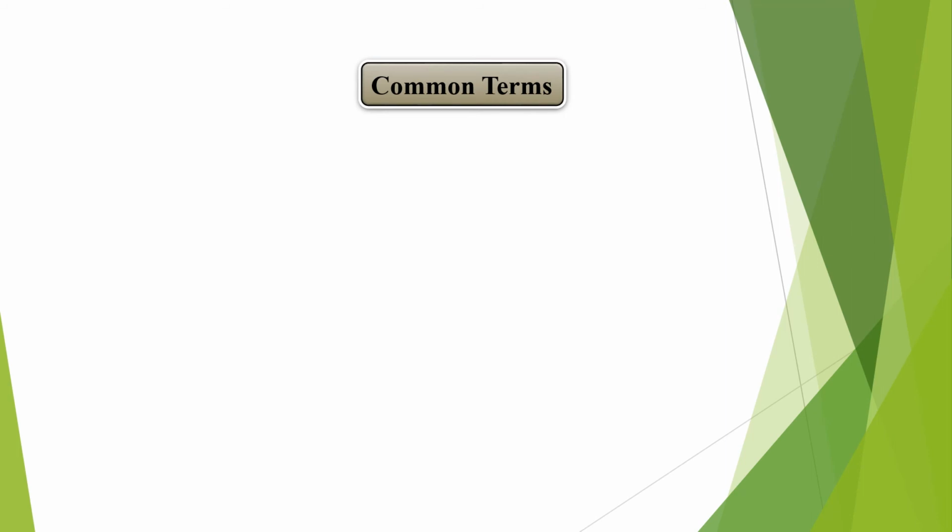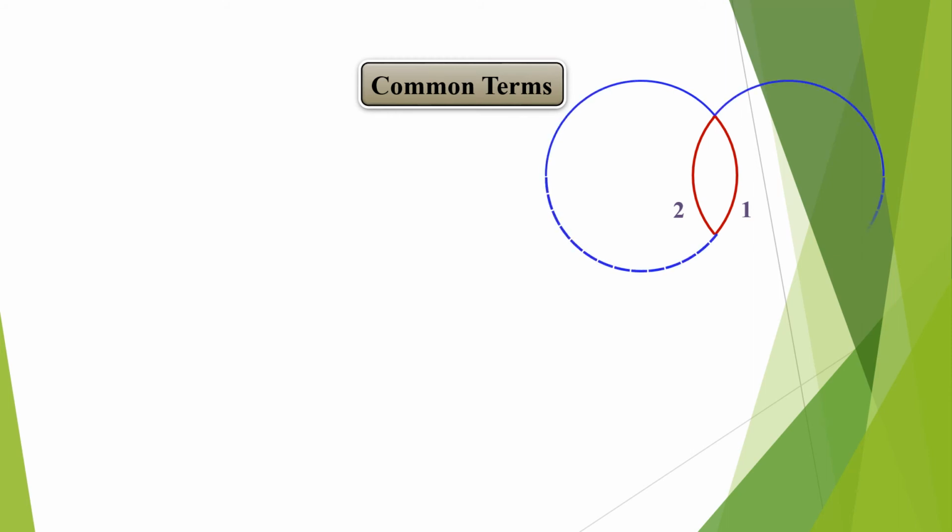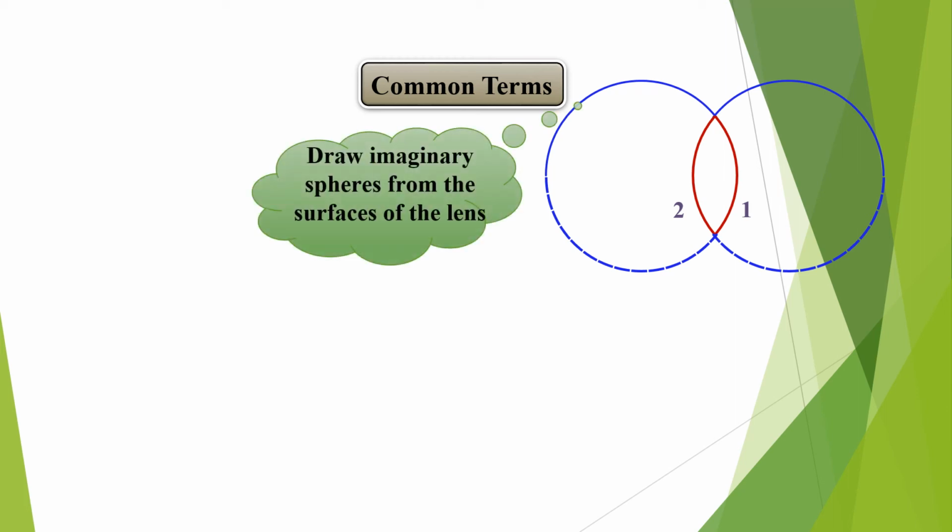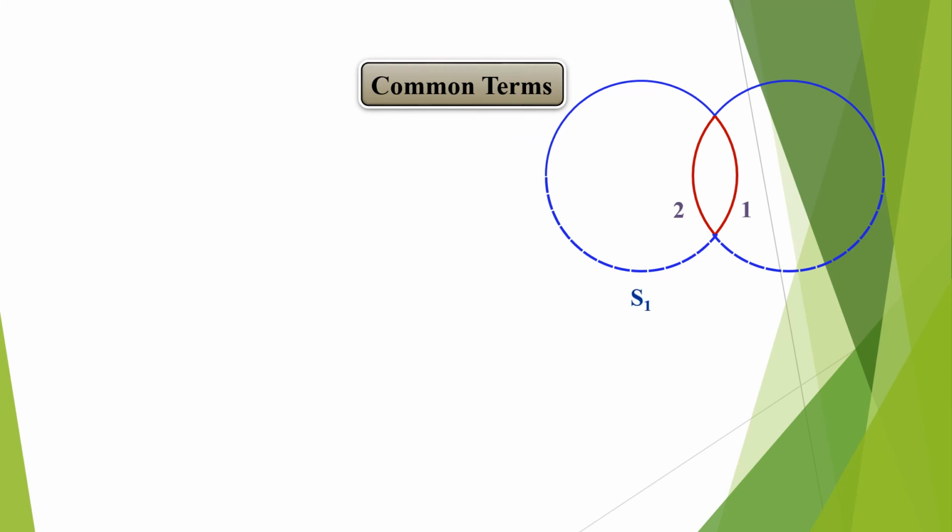The common terms we are using in lenses, we're going to study first. What is a lens? We will see first. These are the two refracting surfaces which form the convex lens, and 1 and 2 are the spherical surfaces of that lens. Draw imaginary surfaces which form the sphere like this, because the two surfaces whatever we have taken, this is the part of a sphere. So now S1 and S2 are the two spheres which consist of two centers, which are known as centers of curvature.